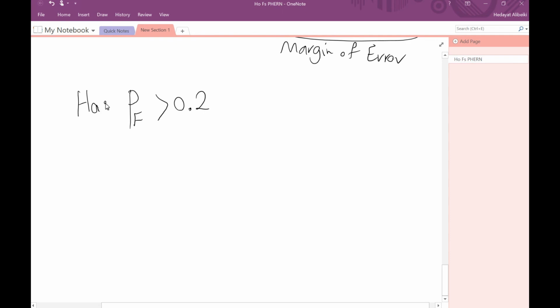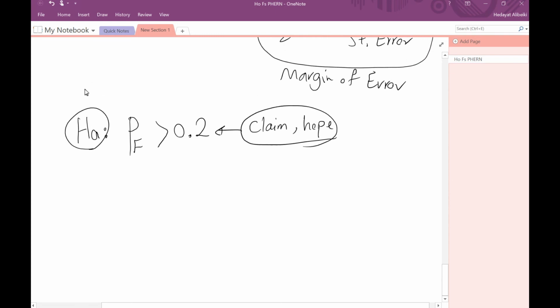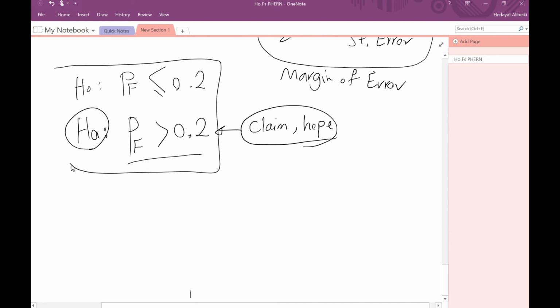Whatever is a claim, if we hope for something, we just put it in the alternative. And whatever is left, we put in the null hypothesis. So PF strictly greater than 20%. So the null would be PF less than or equal to 20%. That would be our hypothesis set.